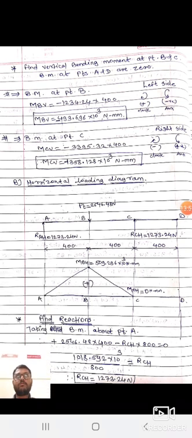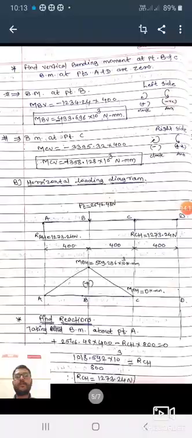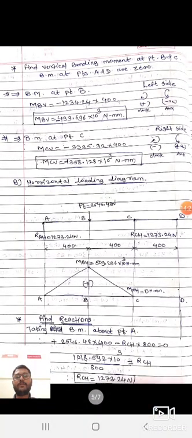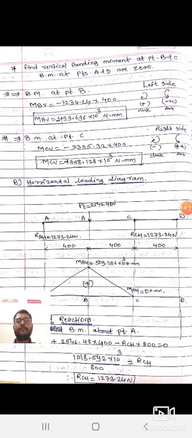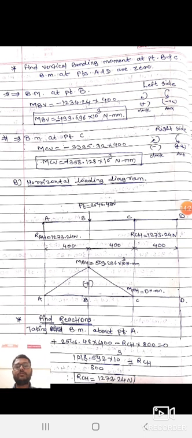Then next, the horizontal loading diagram. For the horizontal loading diagram you have to consider only horizontal forces. So here the reactions at point A and point C are also acting, and at point B on the gear, the tangential force 2546.48 is acting along the horizontal direction. So again let us calculate the reactions at point A and C.